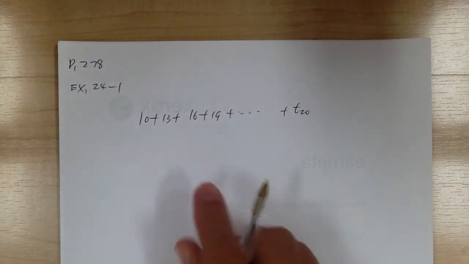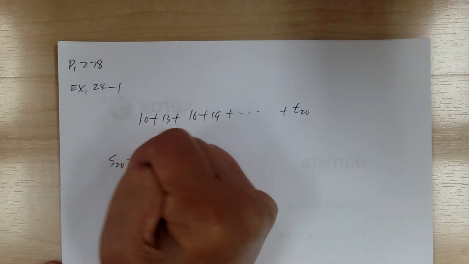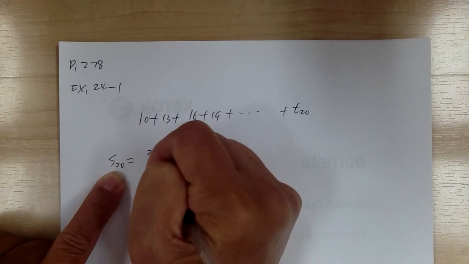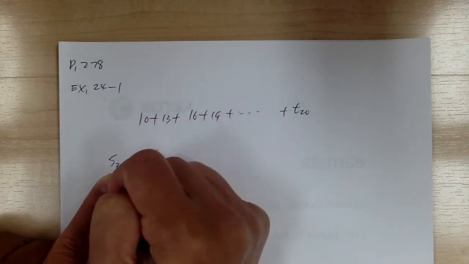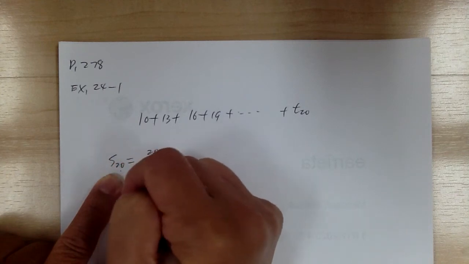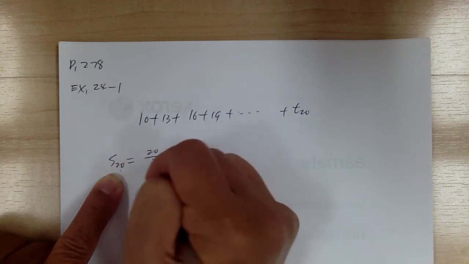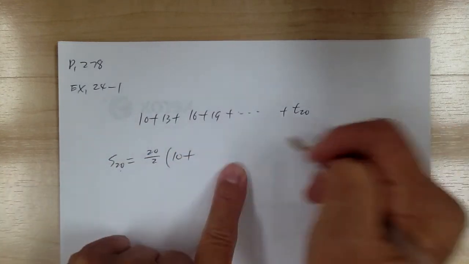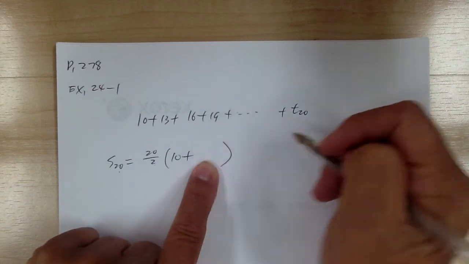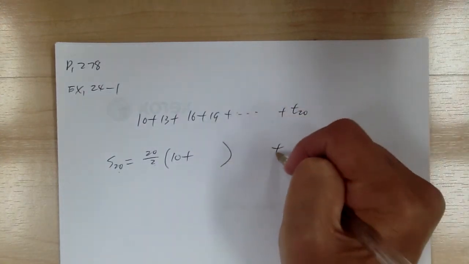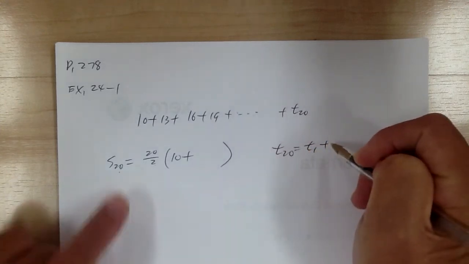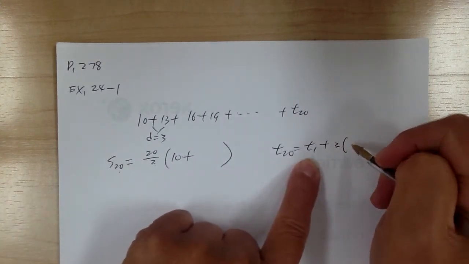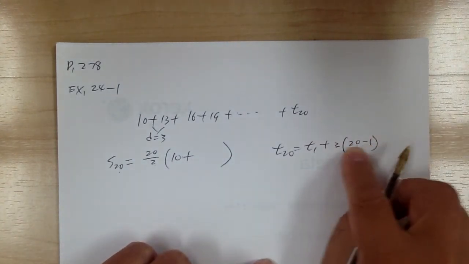When you're looking for a sum, you write down the sum formula right away. So S20 means the sum of 20 terms, so you get 20 divided by 2, which gives you 10 pairs. And you get T1 plus the last term, which you don't know. So leave it blank for now and go over here to look for it. T20 will equal T1 plus d, and we know d equals 3, so plus 3 times 20 minus 1, which gives you the number of gaps.